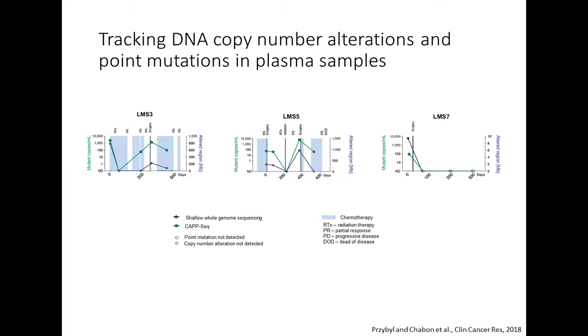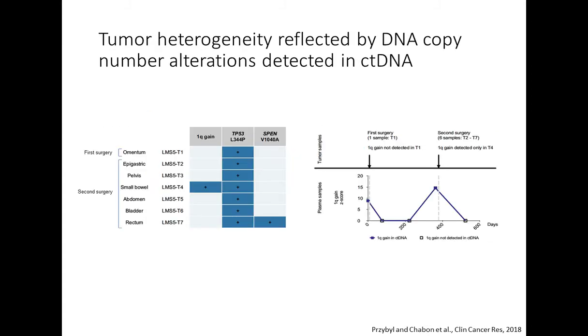In patient LMS7, you can see that circulating tumor DNA became undetectable for at least 1 year after complete resection of the tumor. In these profiles, you can see that the levels of circulating tumor DNA correspond with respect to treatment in those patients.